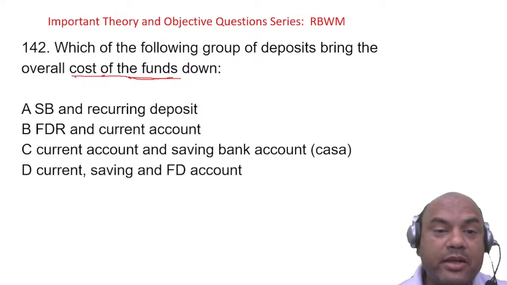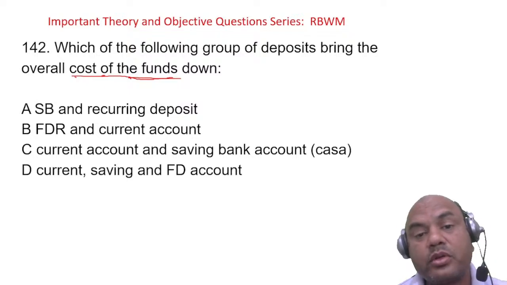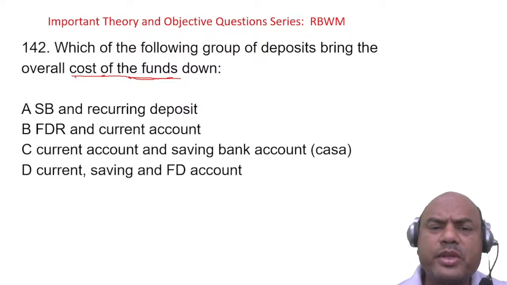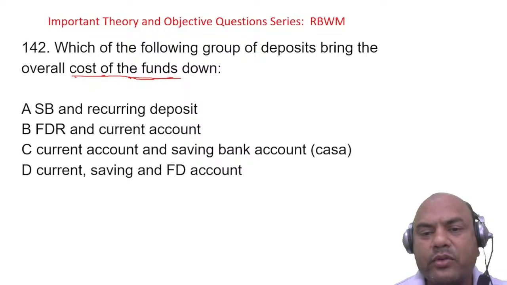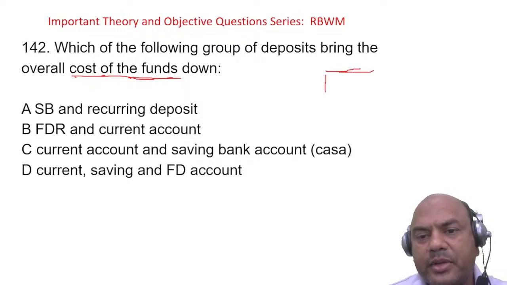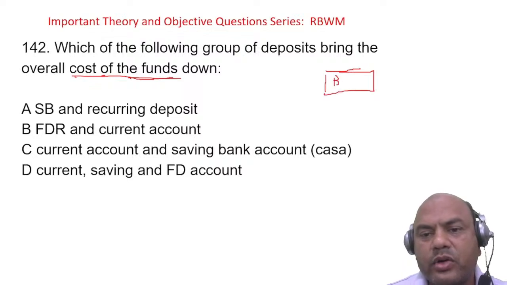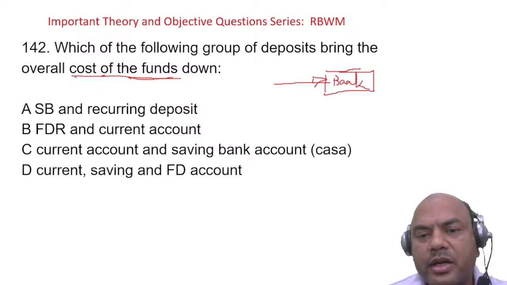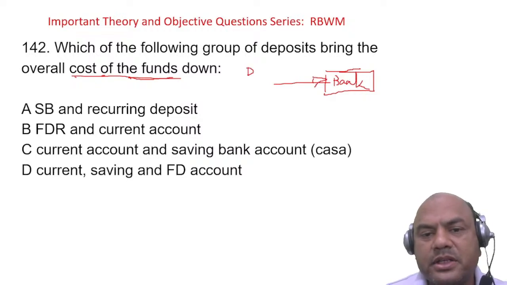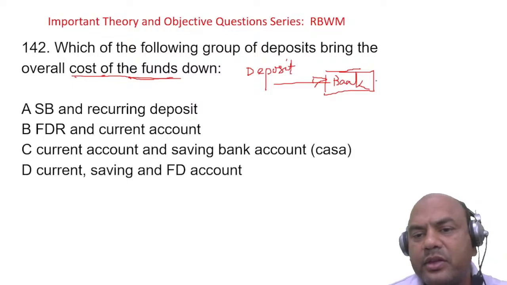You at a JAIIB level should know what is meant by cost of funds. Cost of funds means at what cost do I borrow? Here, what is my job? I'm in the bank. So what do I do? I get the deposit from here, or we call it liability, right? Deposit. And I give the loans over here.